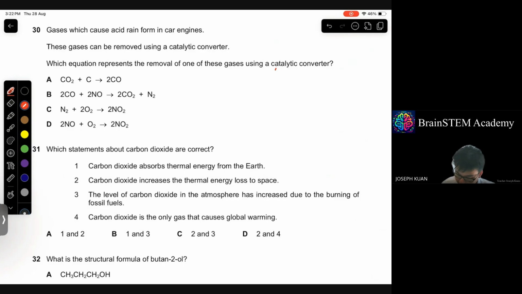35. Ethane reacts with chlorine in the presence of UV light. Which products are formed? Now, this is called UV light halogen substitution. In this process, for example, let's say we react these two together, it will form a chloroalkane.